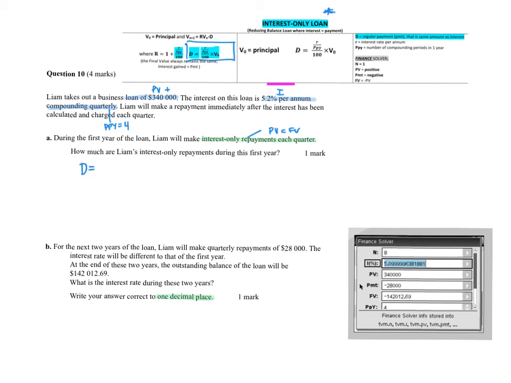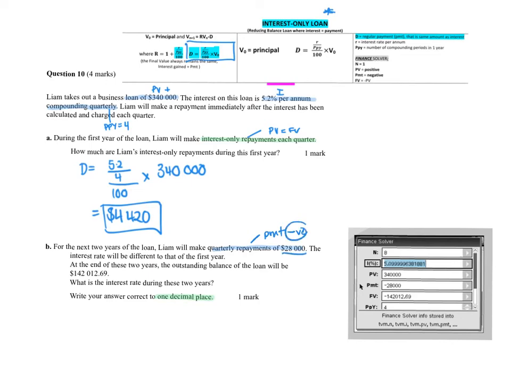So D is the payment, and I do the rate, which is 5.2, divided by PPY, which is 4, over 100, times the PV, which is 340,000, sorry. And we will get a value of 4,420. So that will be his every payment. For the next 2 years of the loan, Liam will make quarterly repayments. So now he's making quarterly repayments of 28,000. That's going to be the payment, and it'll be a negative, this 28,000.